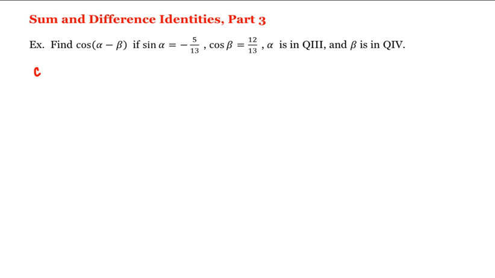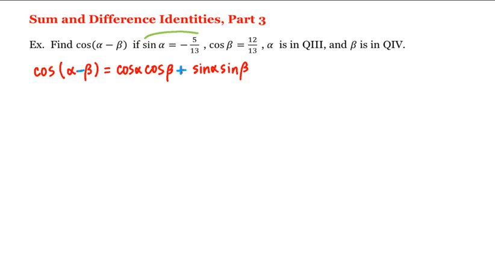Well, let's recall the difference formula for cosine. We have cosine of alpha minus beta is equal to cosine of alpha, cosine of beta, and then plus sine of alpha times sine of beta. Remember, with the cosine identities, if this is a minus, then this is a plus.